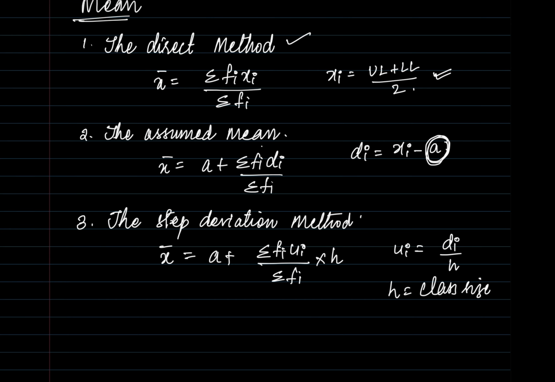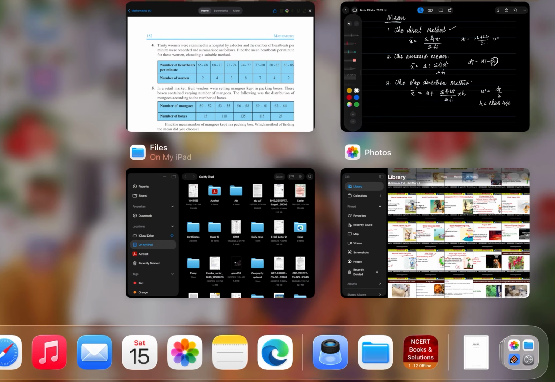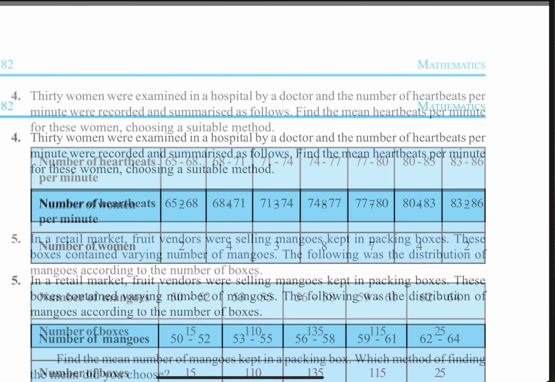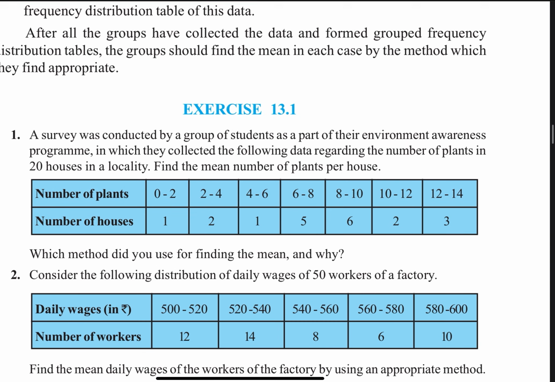So the first question. A survey was conducted by a group of students as part of their environment awareness program, in which they collected the following data regarding the number of plants in 20 houses in a locality. Find the mean number of plants per house.